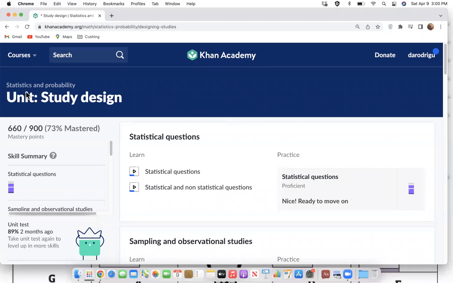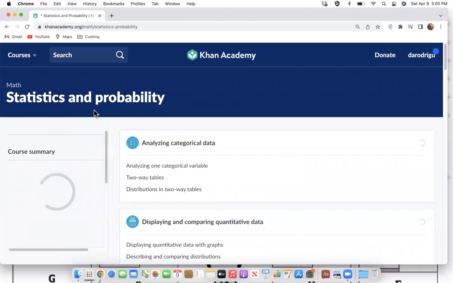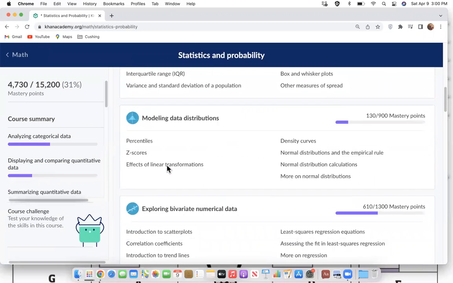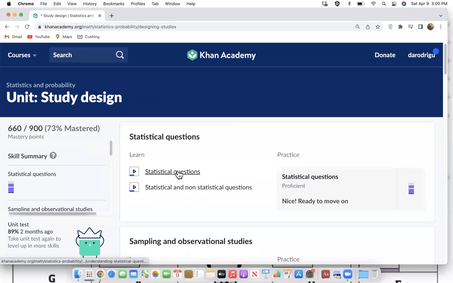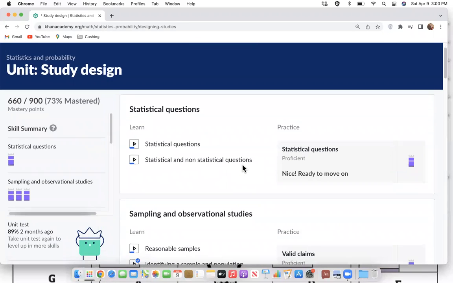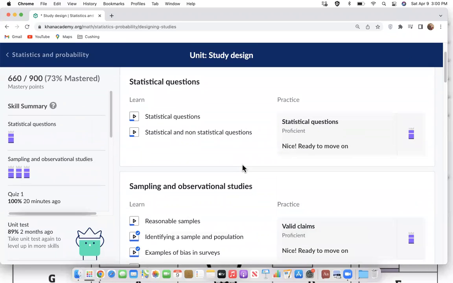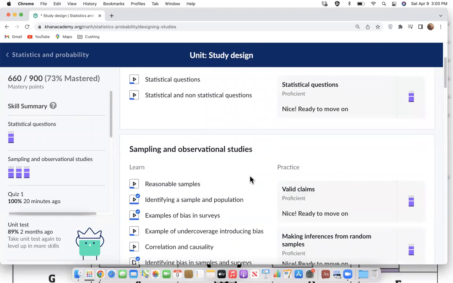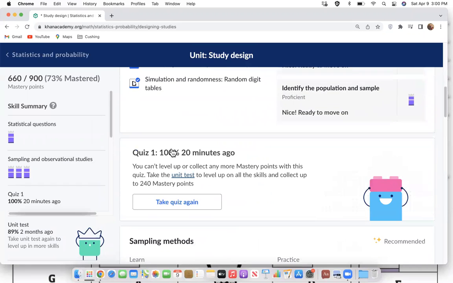Hey everyone, so we are in the study design unit in the statistics and probability class on Khan Academy. And what we're going to do is take a look at quiz 1. So I've taken this a few times now. A lot of the questions are pretty tricky because it's testing concepts where they're very close to each other, or where it's being very, very specific about the definition of things like what a population is and what a sample is.